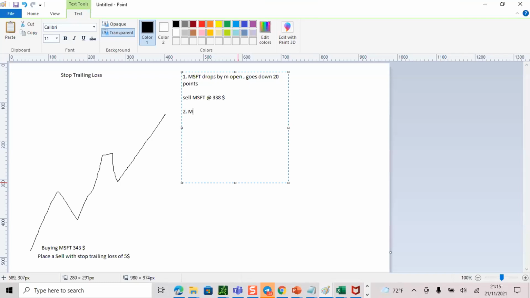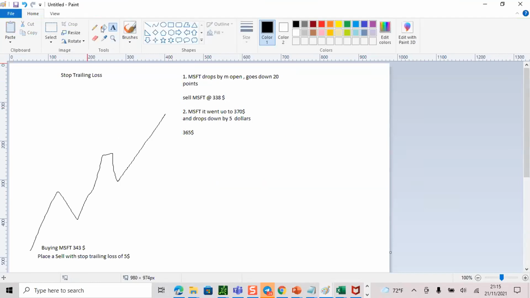Okay, so there is another option. What if Microsoft stock all of a sudden went up to $370, right? If it went up to $370 and drops down by 5 points, $5, then you will be selling Microsoft stock at $365. Okay, so the key thing here is you need to make sure Microsoft keeps going up and never goes down less than $5, right?